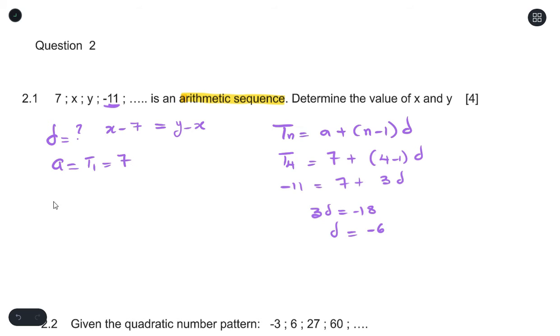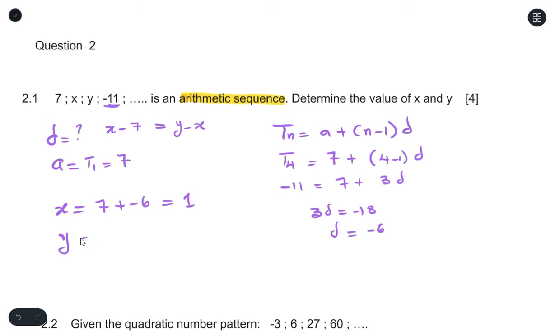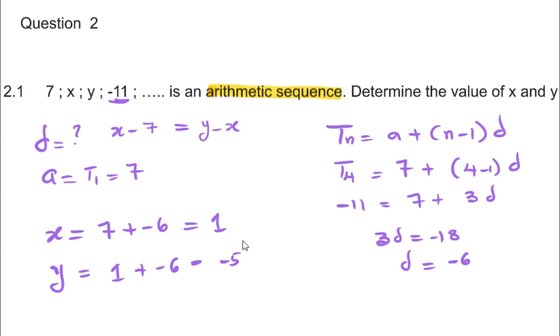x is our second term. If we add the first term plus our d, we will get the value for x. In this case here it would be 1. And the same thing is also true for y. We need to add our second term plus our d, and that will give us -5. Those will be the answers for x and also the answers for y. And that's how we solve it.